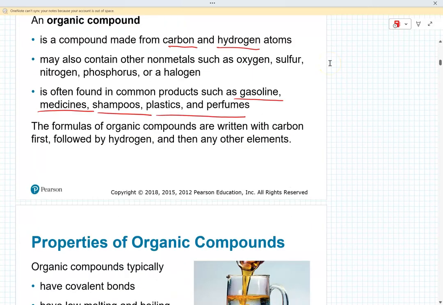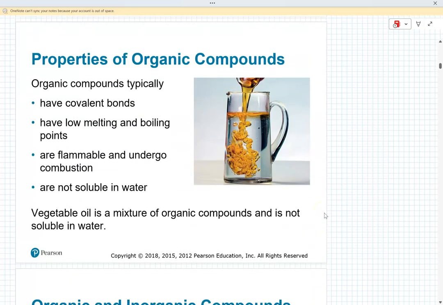Okay? When we write a formula for any organic compound, we always start with carbon, then hydrogen, and then everything else, usually oxygen, and then whatever we have left. Now, organic compounds share a lot of common features. The bonds within organic compounds are covalent: bonds between carbon and hydrogen, carbon and oxygen, oxygen and hydrogen, and other atoms. Usually they have relatively low melting and relatively low boiling points.